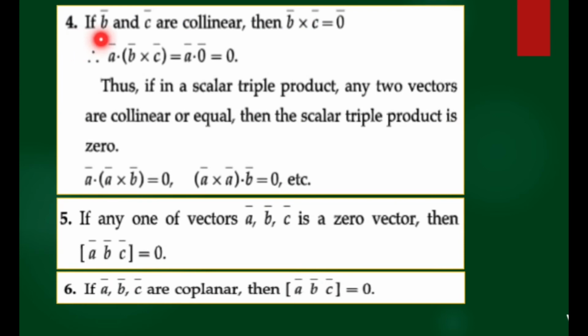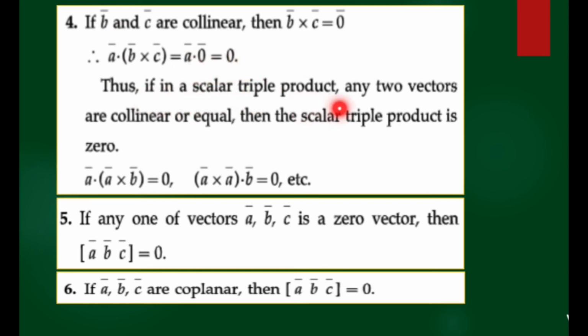Now see fourth property. If vector B and vector C are collinear, then B bar cross C bar equals 0 vector. We know that in cross product we use the sine ratio, so sine 0 is 0. That means when we have to show points are collinear, we show their scalar triple product equals 0. That is, we know that B bar cross C bar is 0. So A bar dot 0, when we multiply by 0 vector to any vector in dot product, we get 0.